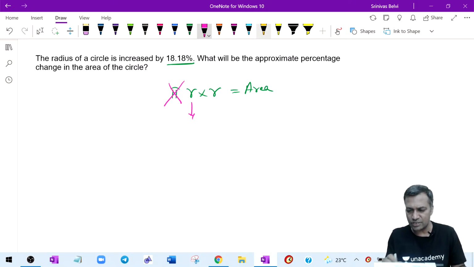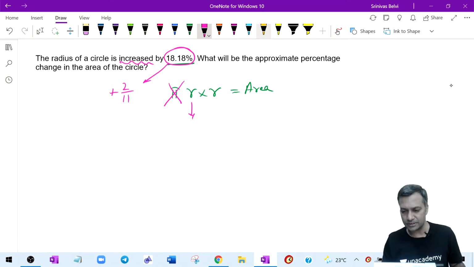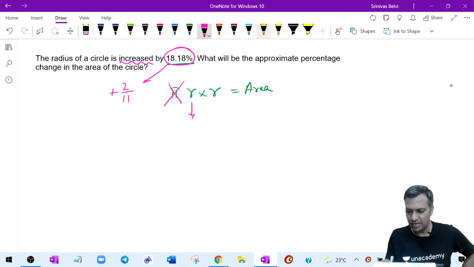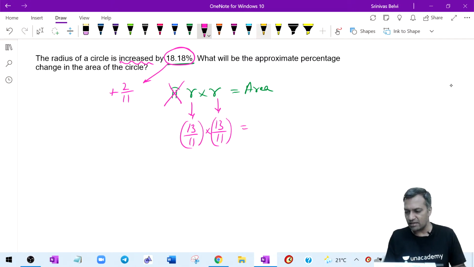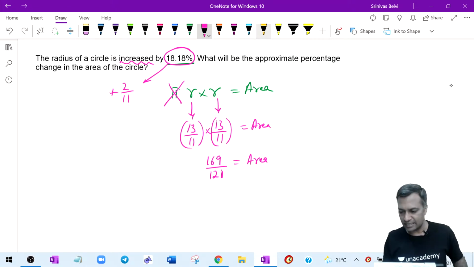Let me go to the radius. What happened? Radius increased by 18.88%. What is 18.88%? 2 divided by 11. Fair enough. Therefore, what is the multiplier? 13 by 11. What is the multiplier here? This also is 13 by 11, because it's the same radius. It's not two different radii the circle has. You stretched that particular radius. What is the multiplier related with area? 169 divided by 121.